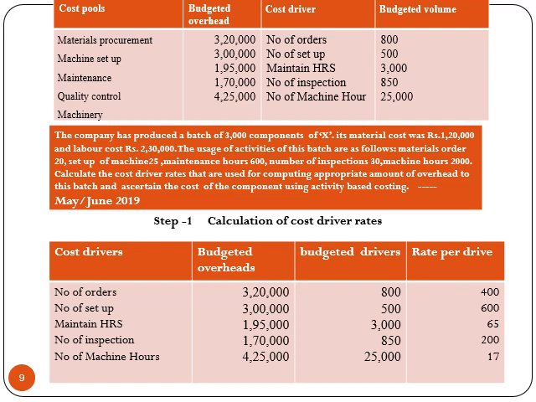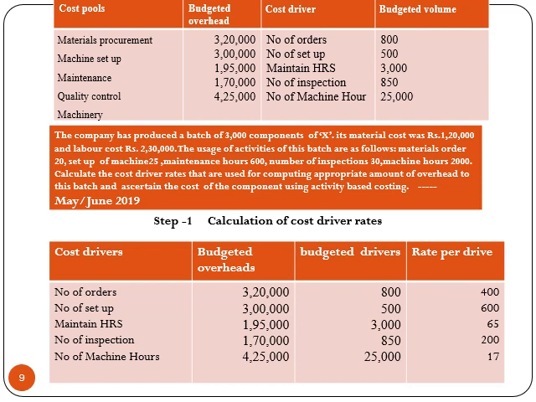The cost drivers are given in the problem, that is number of orders, number of setups, maintenance hours, number of inspections, number of machine hours. Then the second column, the estimated overhead, is also given in the problem: 3,20,000, 3 lakh, 1,95,000, 1,70,000, 4,25,000. Now the budgeted volume of the drivers is given: 800, 500, 3,000, 850 and 25,000. Then the last column is calculating the rate per driver.